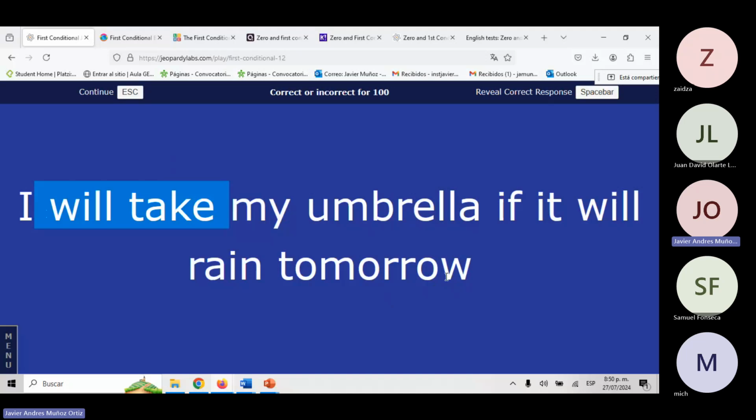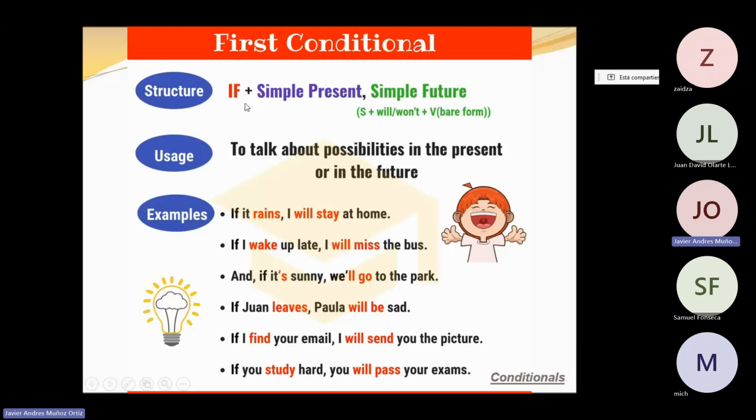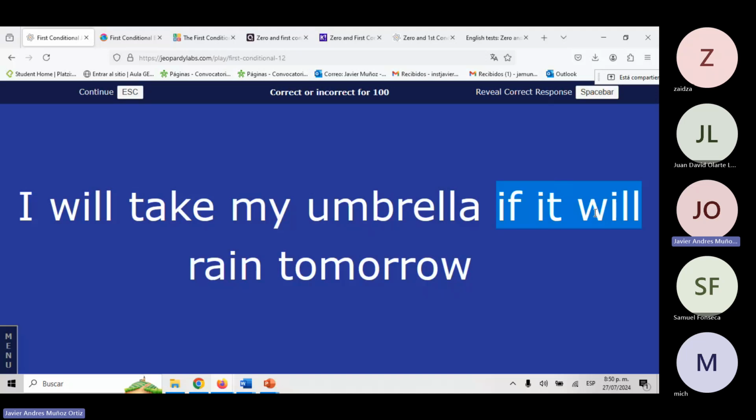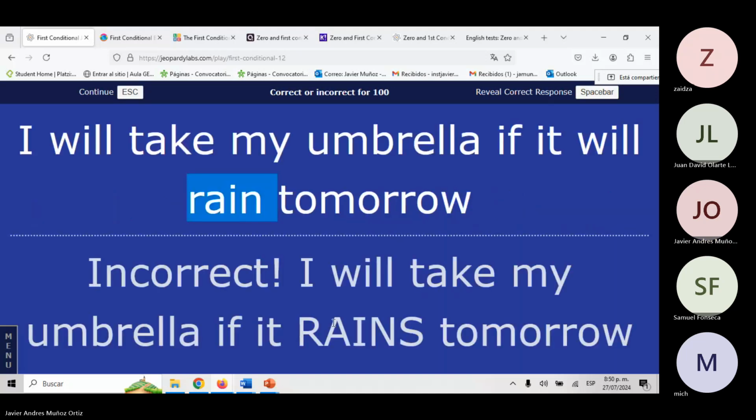If it will rain tomorrow. This is the cause. The cause has to be mentioned with simple present tense. But here we are using the verb will. Therefore, this is not correct. It has to say, if it rains tomorrow, I will take my umbrella. Or I will take my umbrella if it rains tomorrow. Because we need to conjugate the verb with simple present tense, I mean, rains. So this has to be the answer. If it rains tomorrow. So this is not correct.